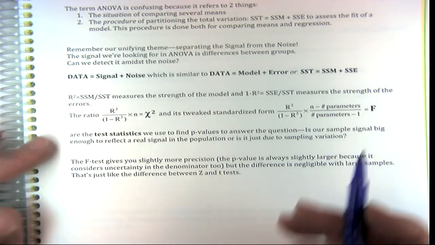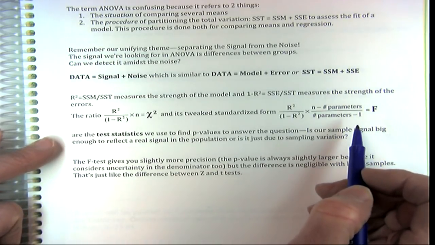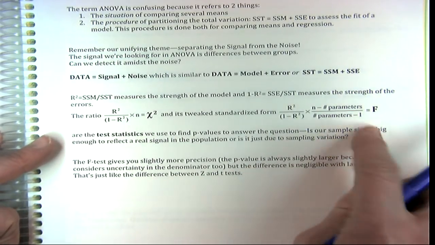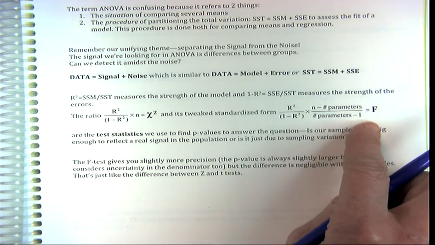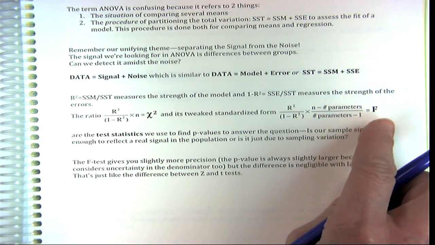When the null is true, the mean of the F distribution is very close to 1. It's a tiny bit bigger than 1. But it's very close to 1.